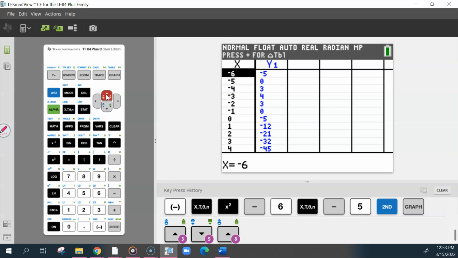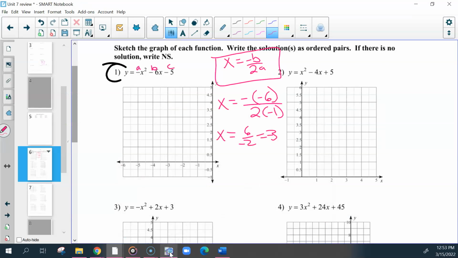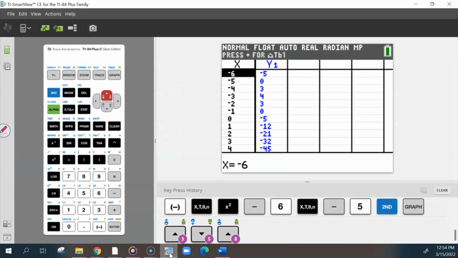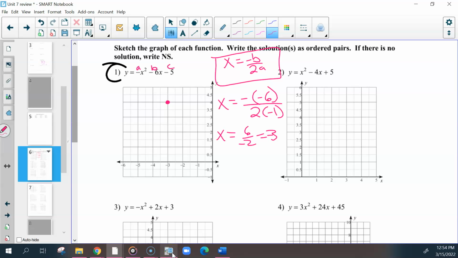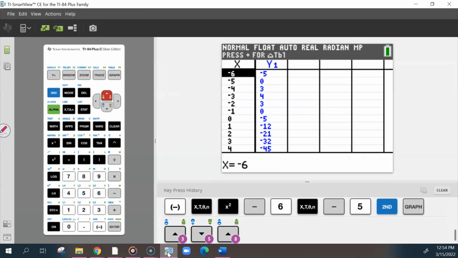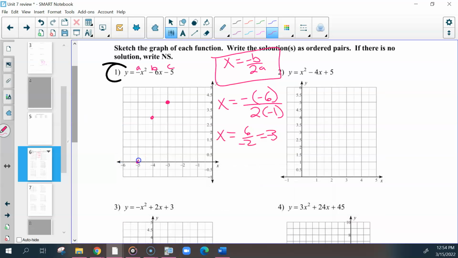So if you start with your vertex number, negative 3, 4, and then go up from there. If I go backwards, negative 4, 3, and negative 5, 0. And because this is on the axis of symmetry, the other two numbers should follow the same pattern. At negative 2, this should be 3. At negative 1, this should be 0. And I can look back.